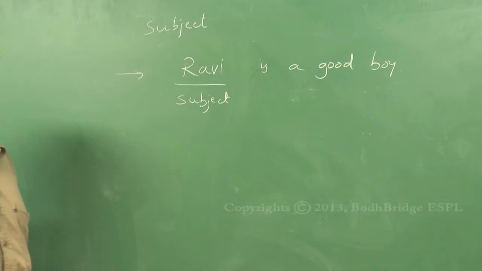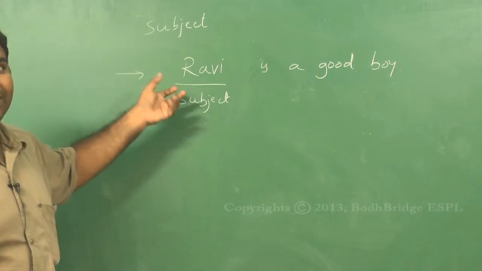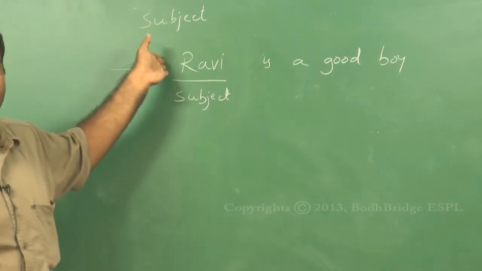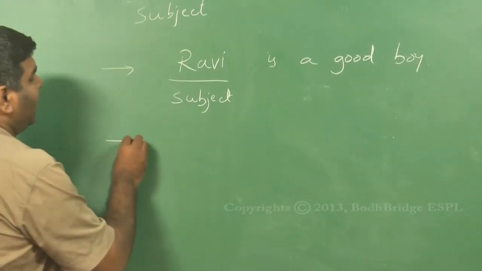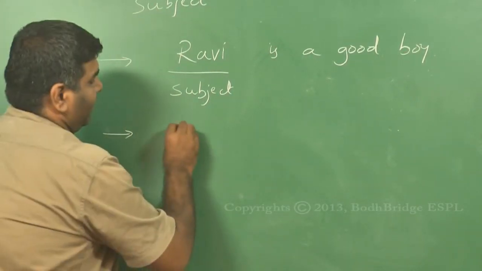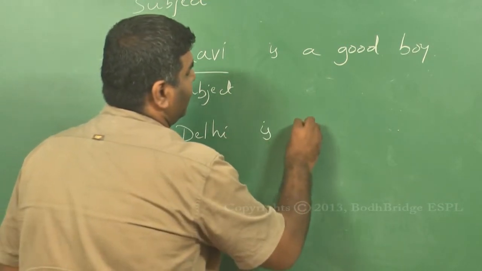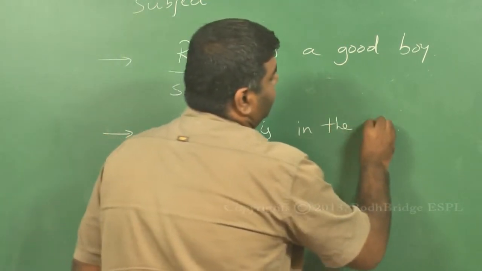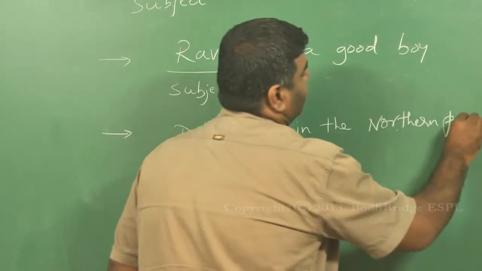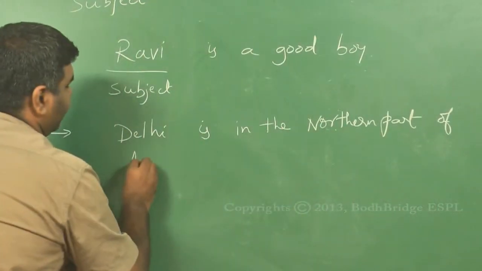Thus, definition number 1: we can say that subject is the one about which or who we speak. Here I'm speaking about Ravi, therefore Ravi is the subject. Let's say I'm speaking about a place called Delhi. Delhi is in the northern part of India.